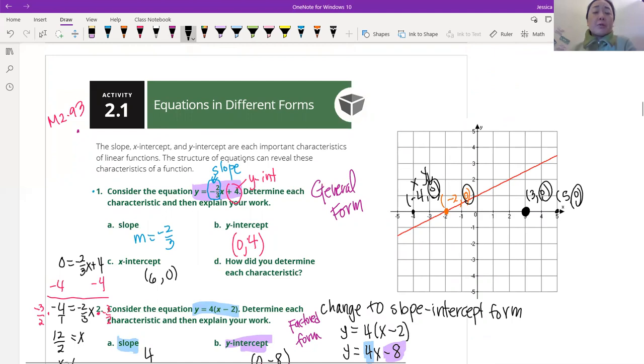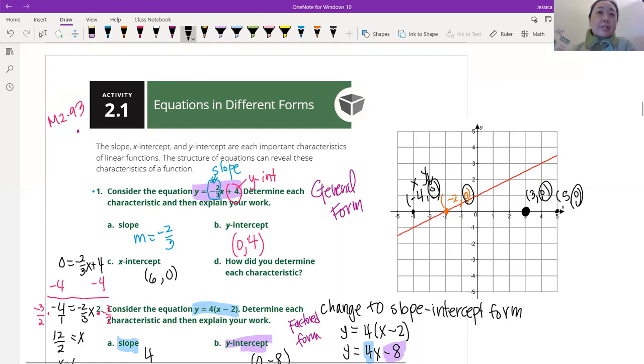Equations in different forms. So there are 3 forms that we're going to see. The first one we already saw, which was slope-intercept form. And remember, we're going to list these 3 things: slope, y-intercept, and x-intercept. And the reason why it's called the slope-intercept form is because we are given the slope and the y-intercept, right? So that's why. So that's the slope.